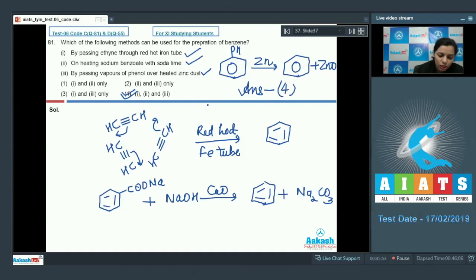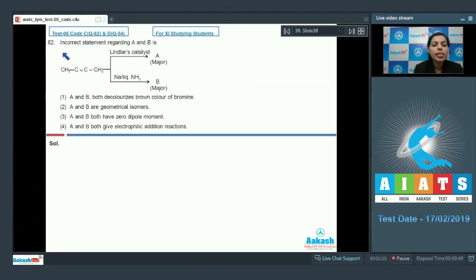Let's take question number 82. Now question number 82. Incorrect statement regarding A and B is: we have an alkyne that's given here, and in the first part Lindlar's catalyst is acting on that to form A as the major product, and similarly in the second step sodium and liquid ammonia act on that to form major product B. We need to just identify the products here.